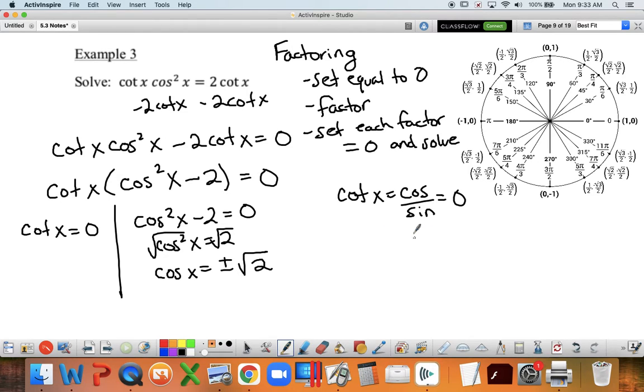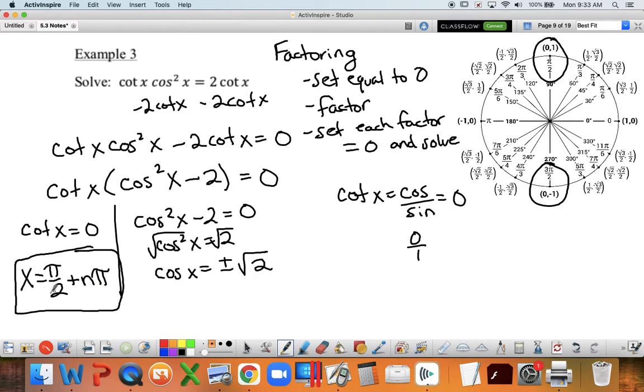So cosine divided by sine, that means I'm going to want a 0 divided by a 1, not the other way around, or else it would be undefined. So the angles that I see on my unit circle that have a cotangent value of 0, we've got pi over 2 and 3 pi over 2. And so how I can show that solution is I can do what we did last time: pi over 2 plus, instead of 2 pi n, just pi n, because that one solution is going to cover both that angle and that angle.